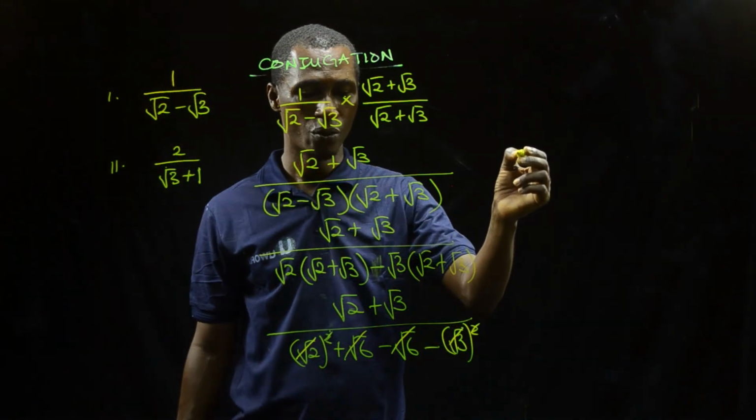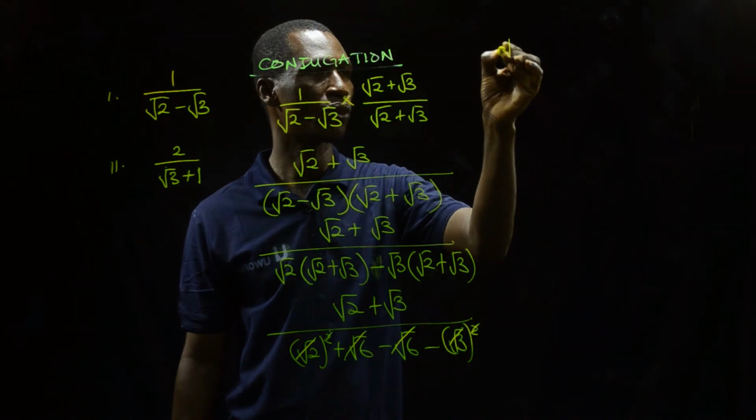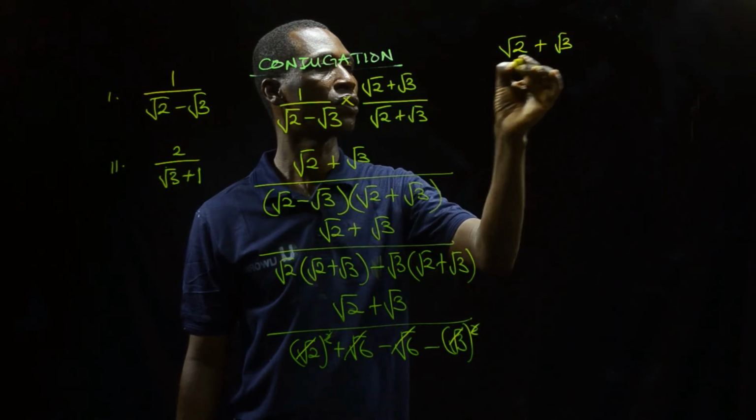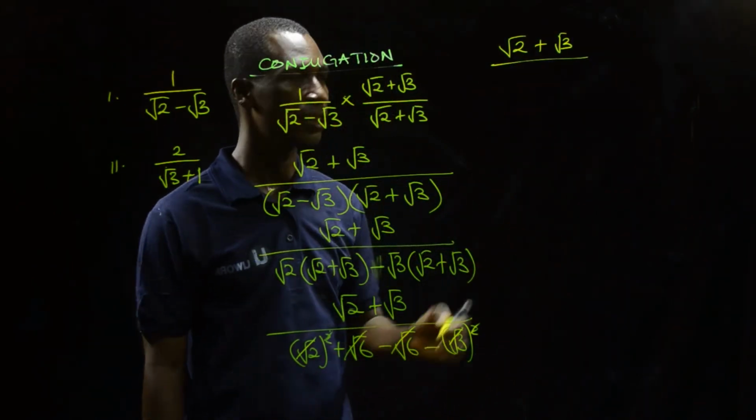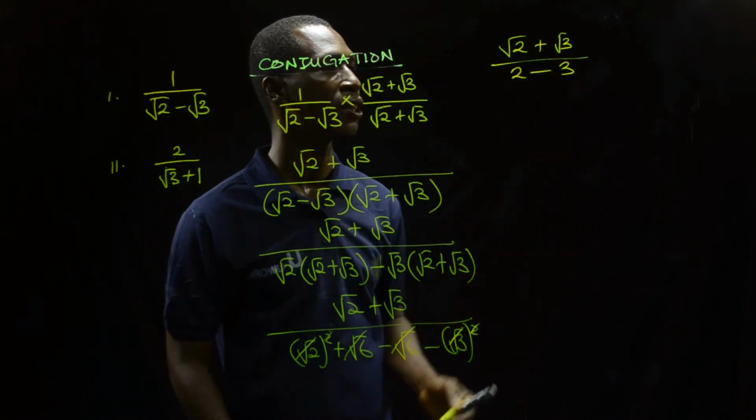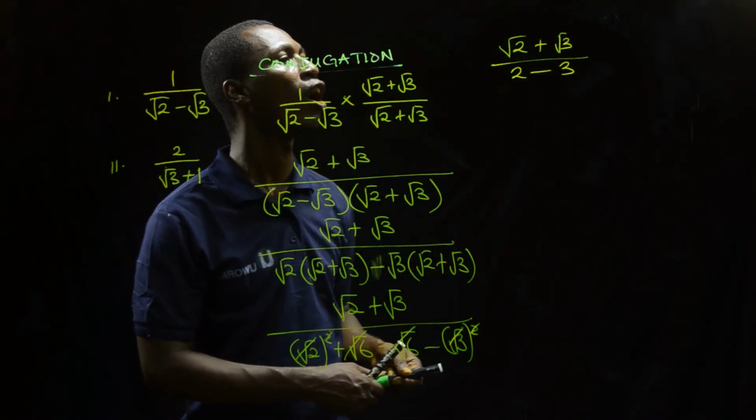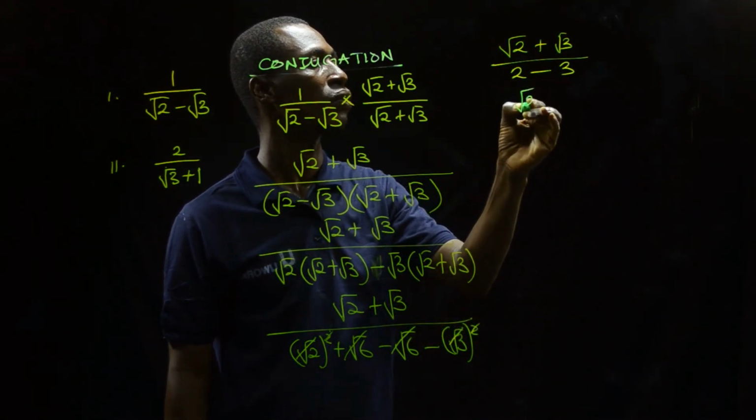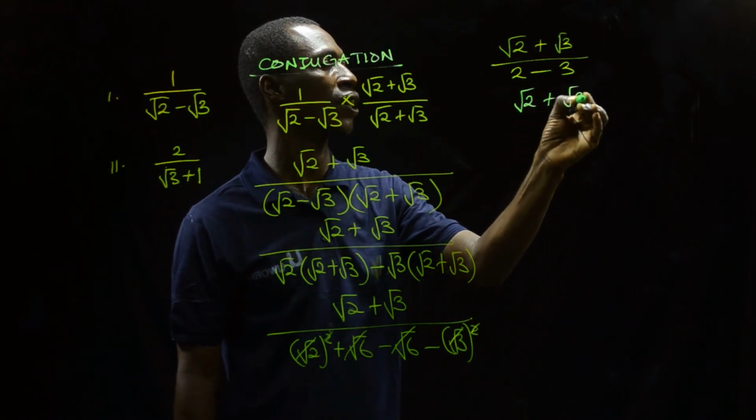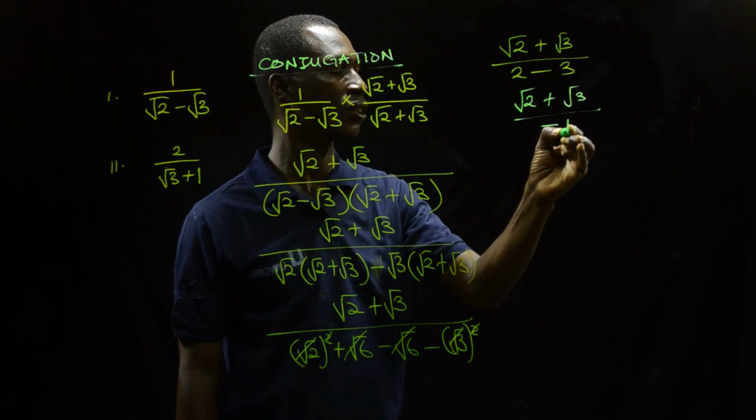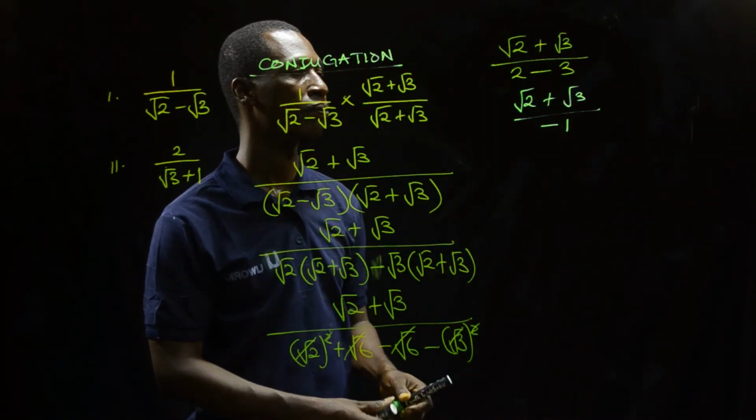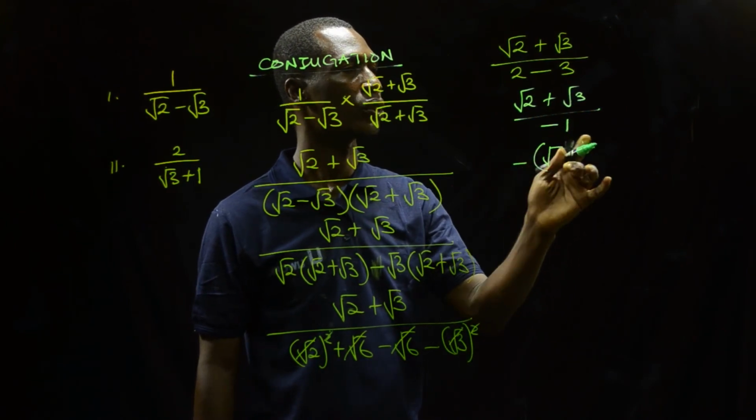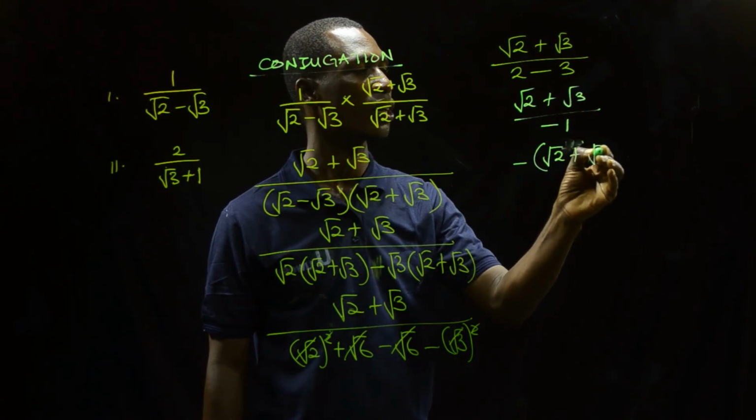What are we going to have? We have the top, which is the numerator, root 2 plus root 3, all on, checking the denominator, we have 2 minus 3. So when you take 3 from 2, you'll be left with root 2 plus root 3 all on negative 1. The final answer now becomes negative, in brackets, root 2 plus root 3.